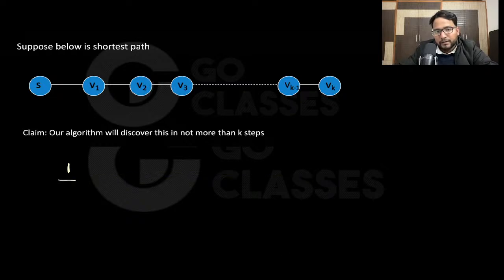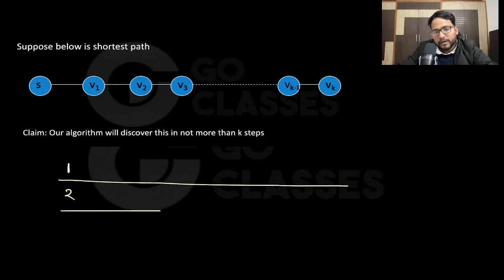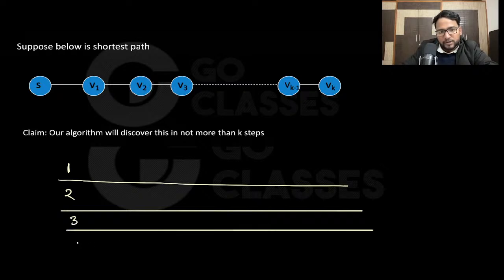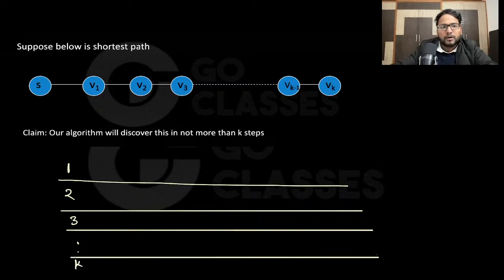Second time I will run it. And similarly, we will run it how many times? We will run it k times, right? Similarly, k times. Now let's see how running this k times will always guarantee that you will get the shortest path here.